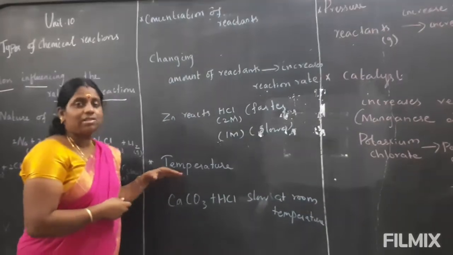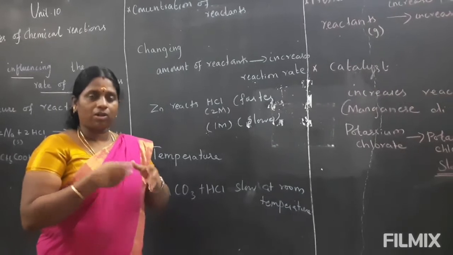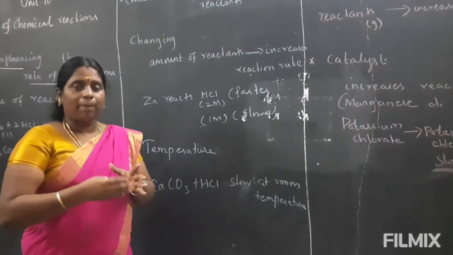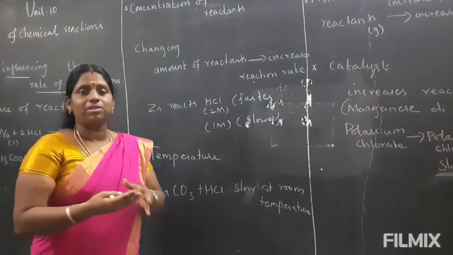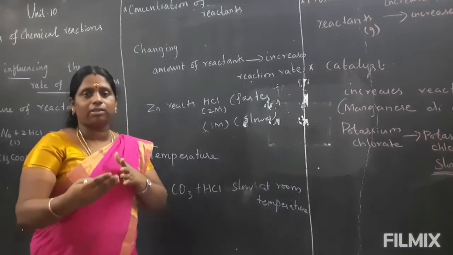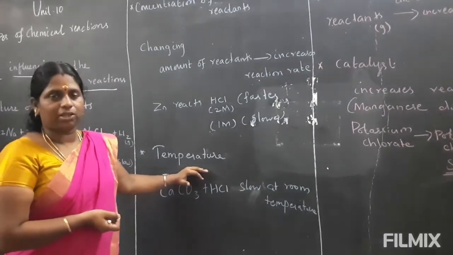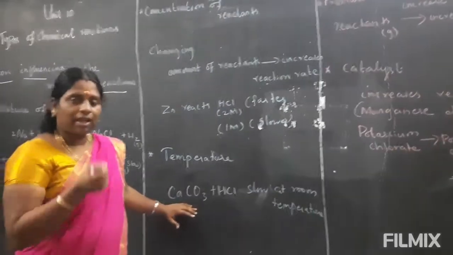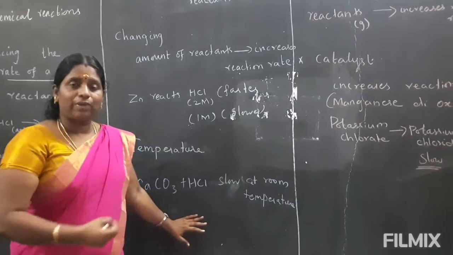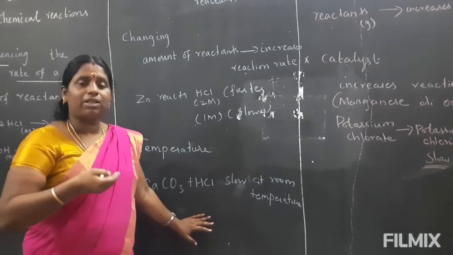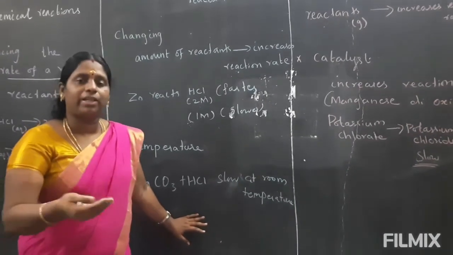The third factor is temperature. At ordinary room temperature, it will react, but it will take a long time. If we give extra temperature or extra heat to the reactant, it will speed up the reaction and we will get the product. So temperature is also one of the factors which influences the rate of a chemical reaction. Here, calcium carbonate is reacted with hydrochloric acid at room temperature, but it will take a long time. If we supply heat to this reaction, it will speed up and we will get the product.